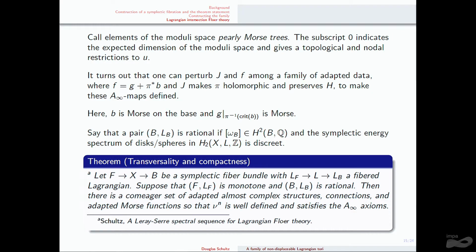This is the abridged version, such that these A infinity maps make sense, and they actually satisfy the A infinity axioms. So it's just like perturbing within maybe more of your favorite class of almost complex structures instead of something more. Okay. So great, you can sort of fly a little bit.